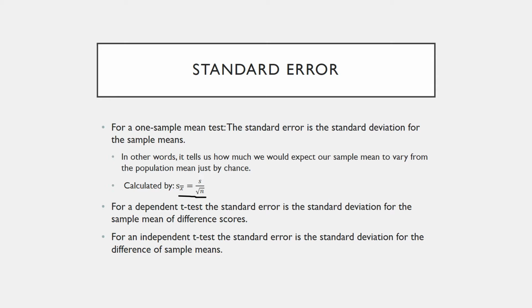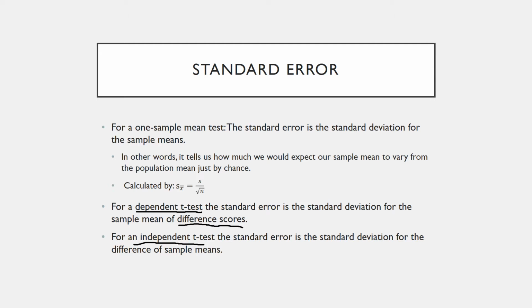Now in this phase, we're talking about dependent t-test and independent t-test. So for these two, we have a little bit of a different definition of standard error, but it's almost the same. It's just slightly different depending on the type of test. So for a dependent t-test, the standard error is the standard deviation for the sample mean of difference scores.